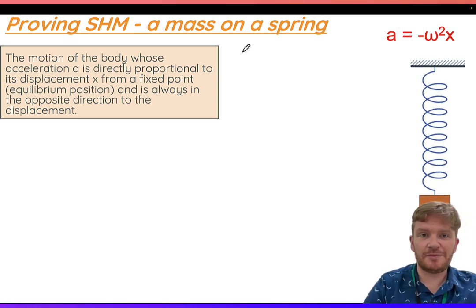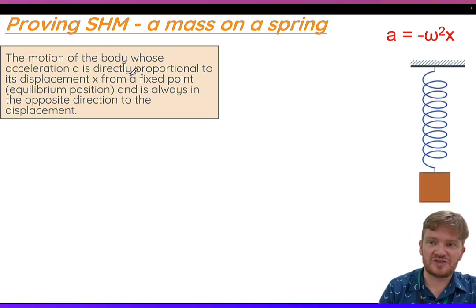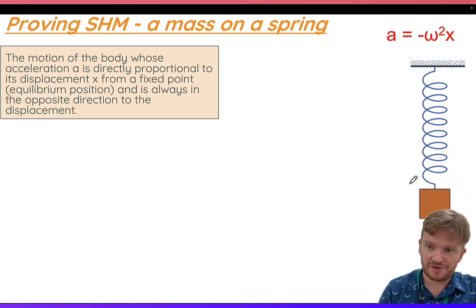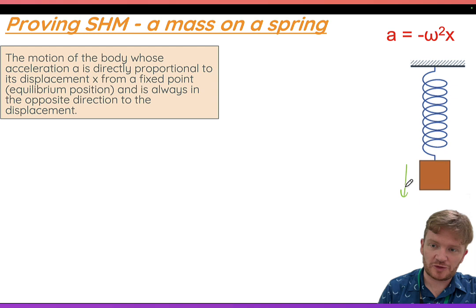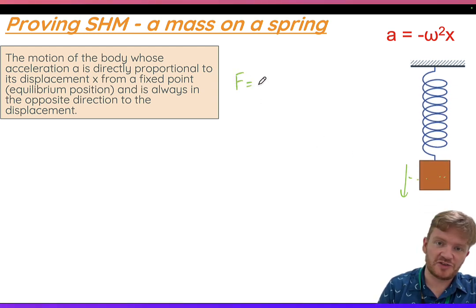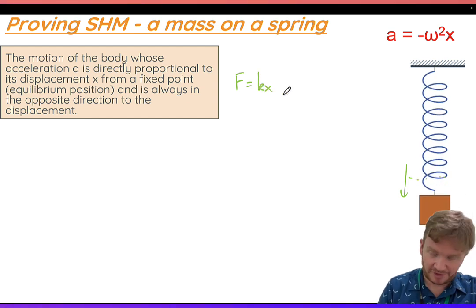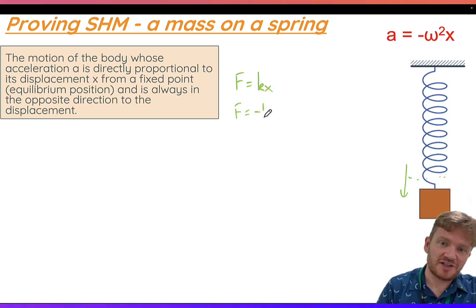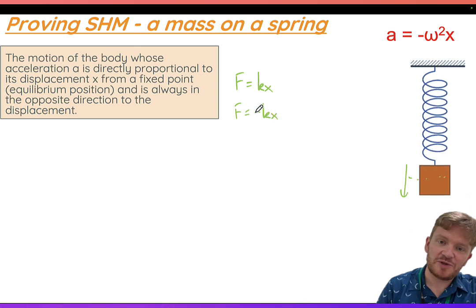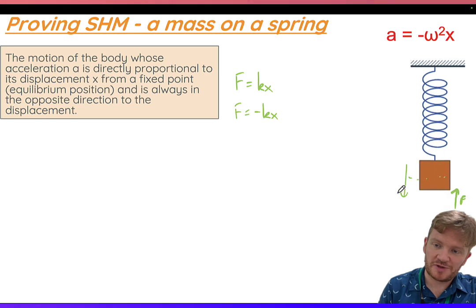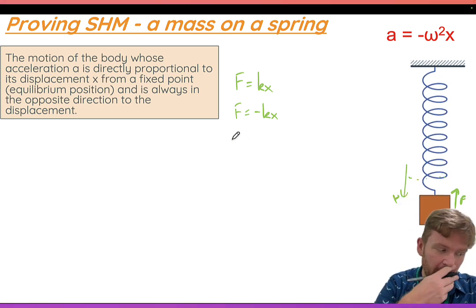Now, in your exam, you may be asked to prove when something is undergoing SHM. This is a really advanced technique. It's at the A and A star level, but it's quite a cool little example of this. So here I have a mass on a spring. Now, if this is the equilibrium position, I can say at any position, the force on this spring is equal to the spring constant multiplied by the extension, or the movement from equilibrium. But in this case, I'm also going to say F is equal to negative kx. That's because if I displace it down this way, the force will be up in the opposite direction. So I can write it like that.